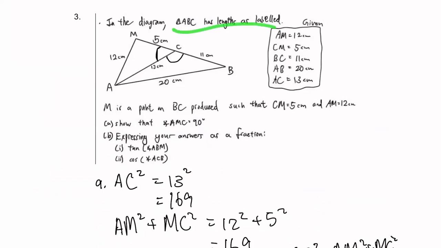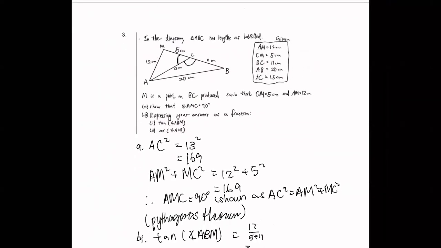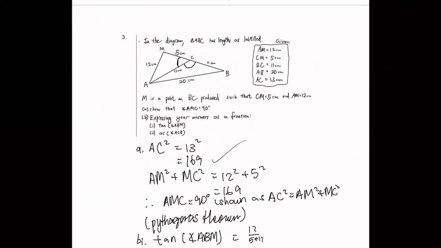In the diagram, you have triangle ABC. They are labeled with the following lengths. M is a point on BC produced. So BC, you extend in the same direction, such that CM is 5 cm, AM is 12 cm. You need to show the angle AMC is 90 degrees. Basically just show Pythagoras theorem. AC squared is 169, AM squared plus MC squared also 169. So therefore it's 90 degrees by Pythagoras theorem.